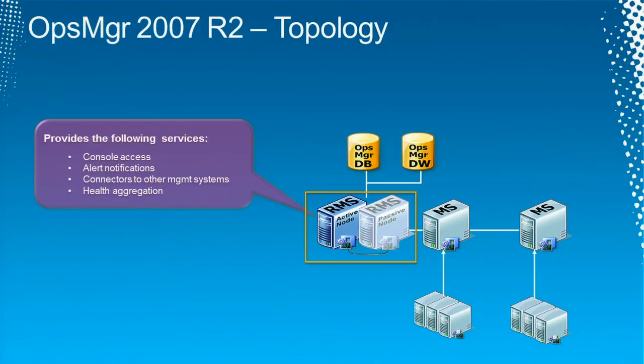If our root management server goes down, we lose some of our alert notifications. Also, connectors to other management systems. So if we're connecting to another management group or a heterogeneous platform and we lose that RMS, we lose that connectivity, so it's very important. And finally, health aggregation. For those of you that build distributed applications, one of the key features in Operations Manager 2007 is that the RMS is the single point where we check on the health of all the objects in that model. And again, if we lose that root management server, we lose that health aggregation.